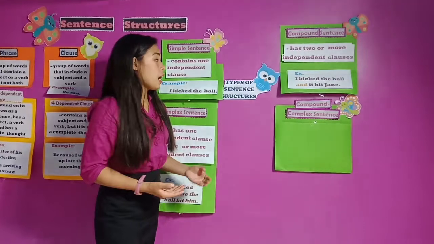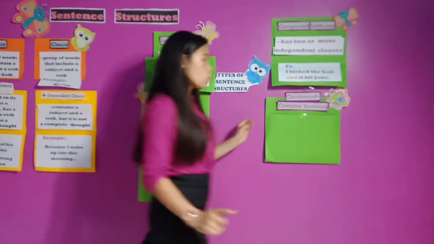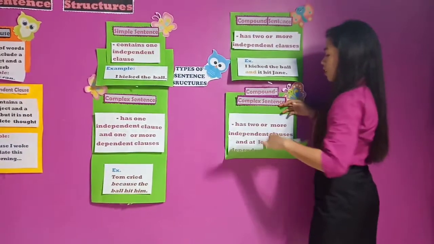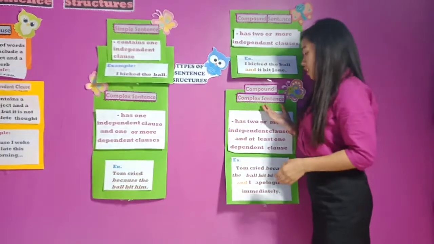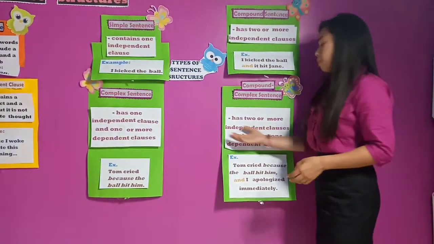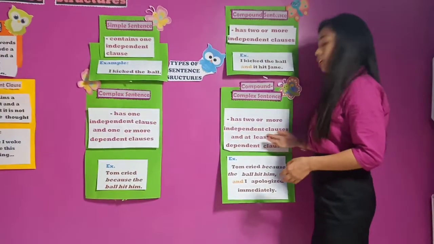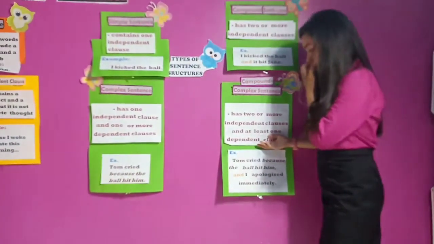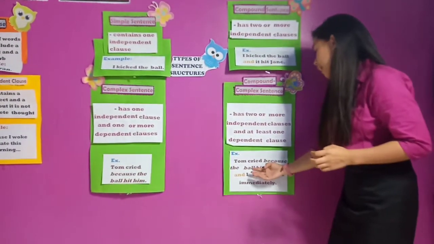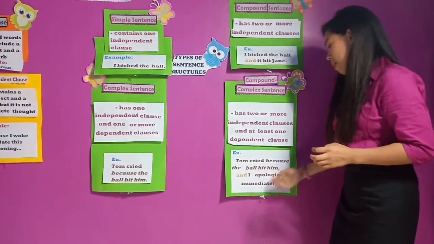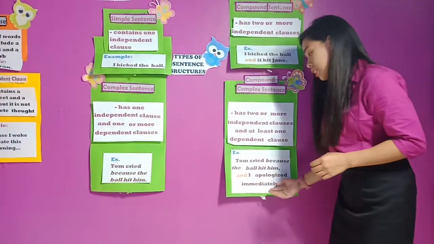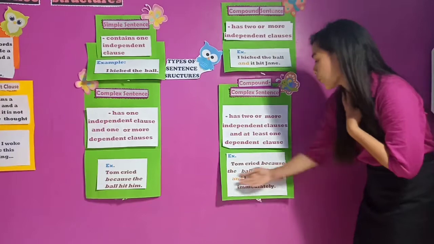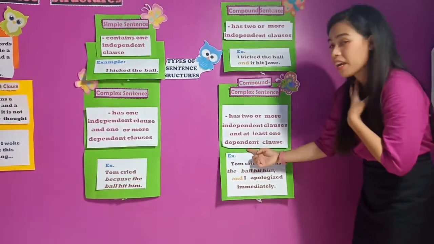And the last type of sentence structure, which is the fourth one, is the compound-complex sentence. A compound-complex sentence has two or more independent clauses and at least one dependent clause. So, for example, Tom cried because the ball hit him and I apologized immediately. In this example, we can see that the italicized words are the dependent clause.